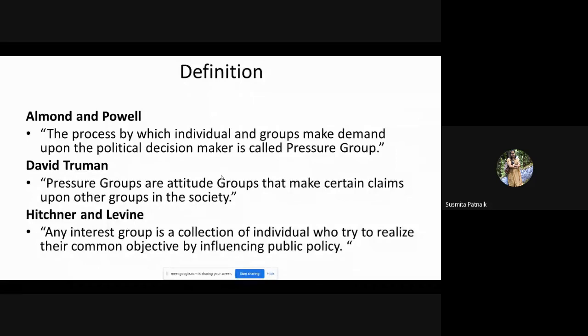Thirdly, Fisher and Levine say that any interest group is a collection of individuals who try to realize their common objective by influencing the public policy. So first of all, what do you mean by public policy? The policies that are geared for the interest of the public are called public policy. Where is the public policy generated? The public policy is generated by the demands of the public.